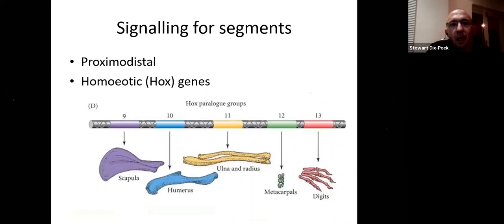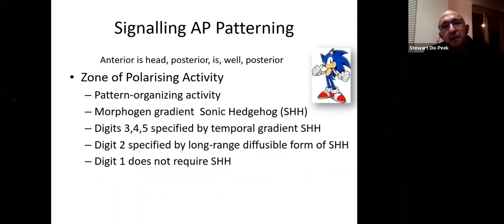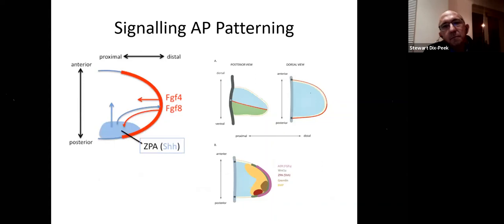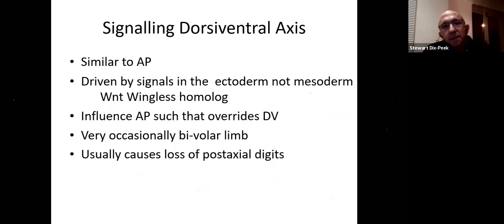So I'm going to just touch on here that for your segments, you're going to signal in your upper limb, for example, in a cluster for scapular, humerus, radius, ulna, metacarpals, and digits. So that's longitudinally, and at the same time, in your zone of polarizing activity, you're going to have gradients that are going to signal for thumb and then lesser fingers, radius, and ulna. And I'm going to kind of leave it there.